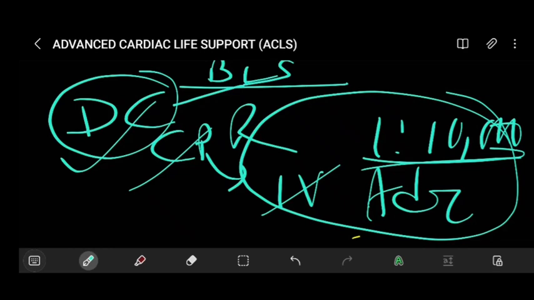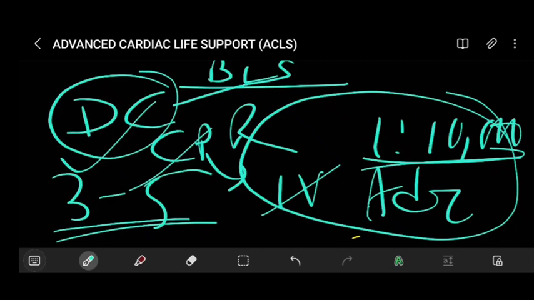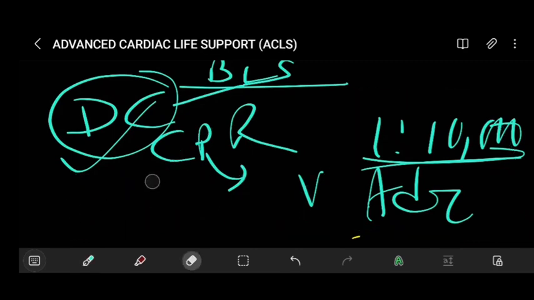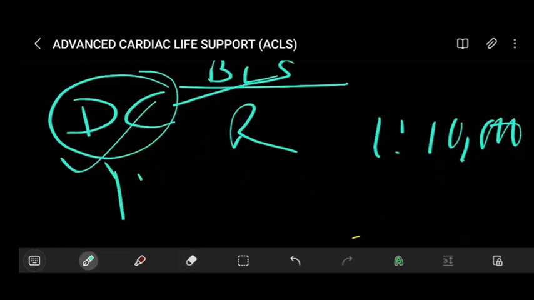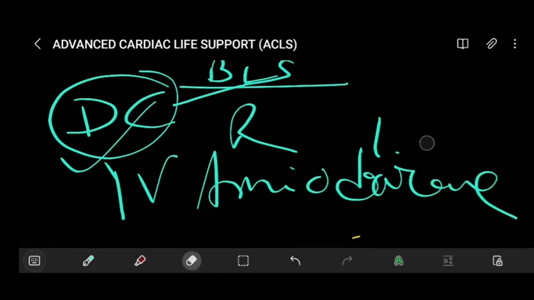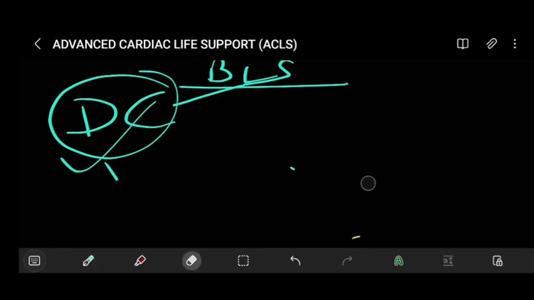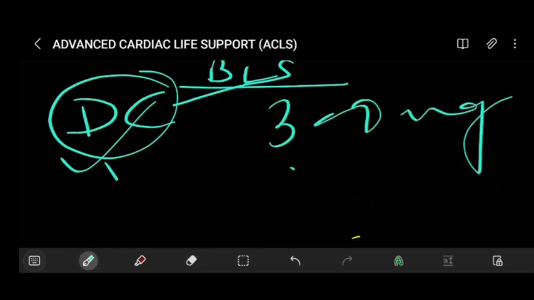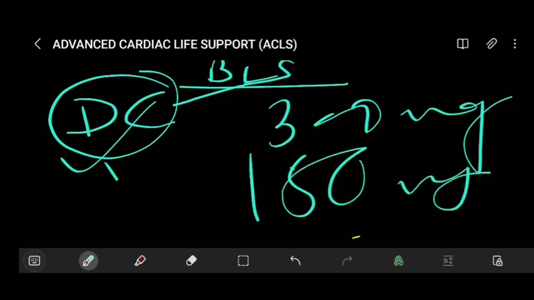DC shock, CPR and IV adrenaline we will give to the patient at 3 to 5 minute intervals, and always check for the pulse of the patient. And at last you can give IV amiodarone to the patient. In your medical school it may be available as Cordarone. The first dose is 300 milligrams, then subsequently you can give 150 milligrams IV.